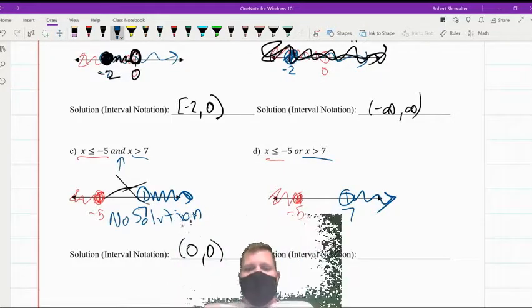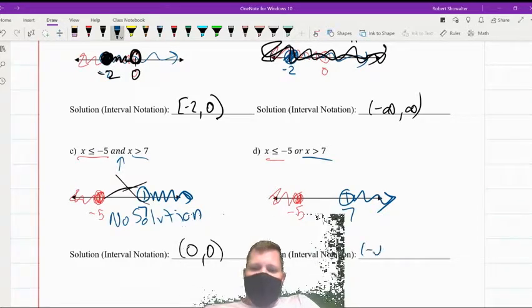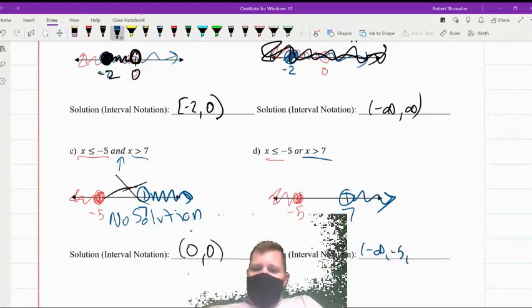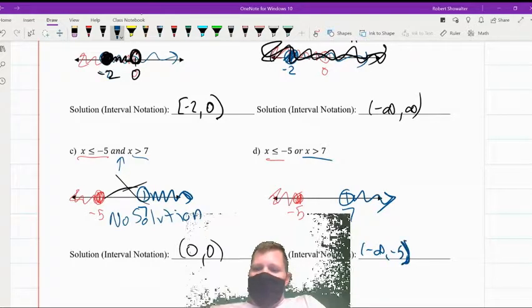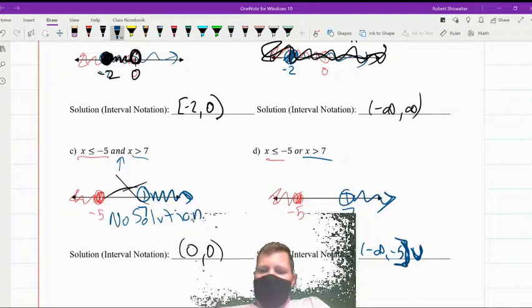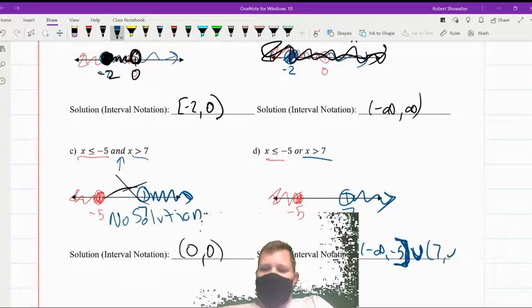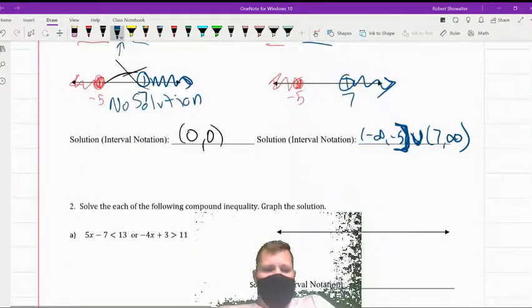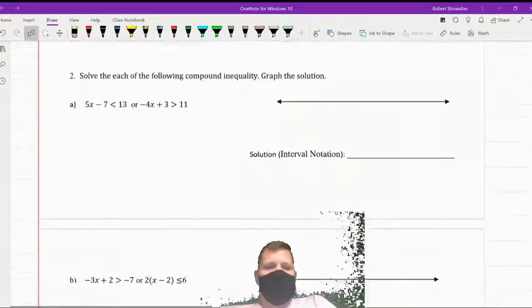And then we turn around and write the interval for that. -infinity, -5, union of those two things. Ooh, it's a bracket right there. What's that? Bracket to infinity. Okay. All right, let's keep it going full steam.